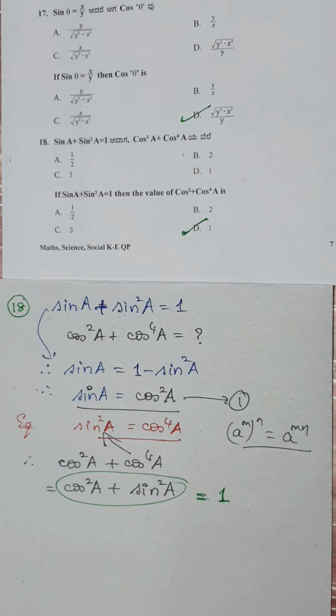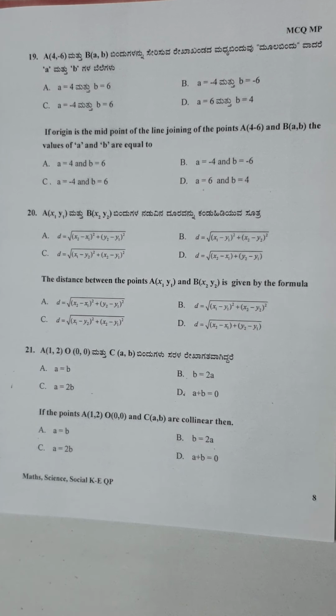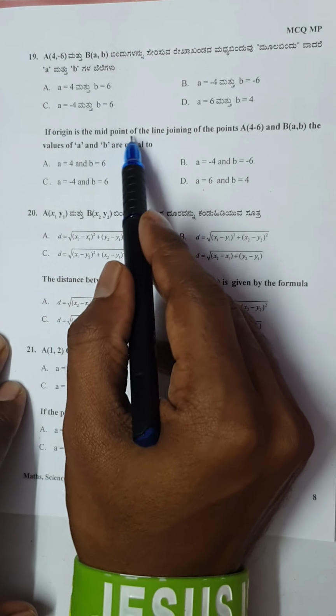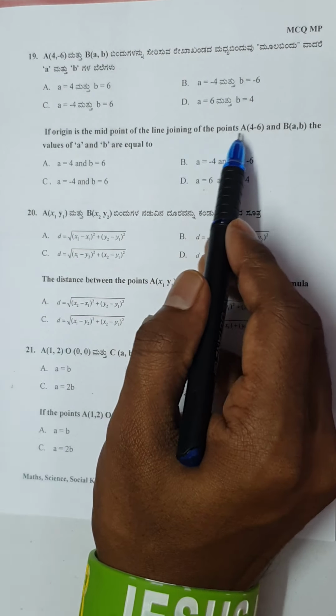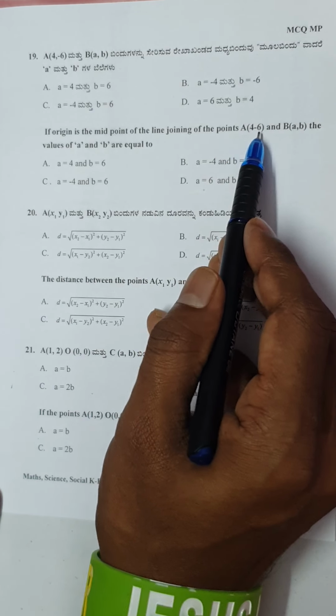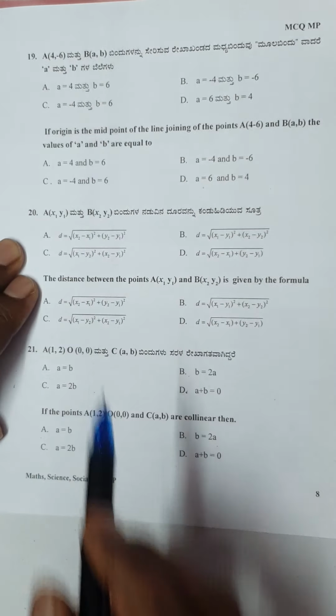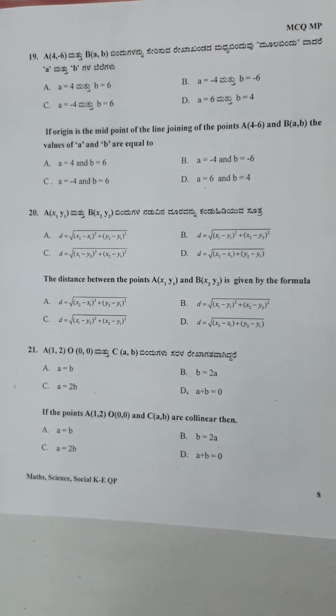Okay. Moving on to question number 19. So the next question is pertaining to coordinate geometry. If origin is the midpoint of the line joining the points A, that is (4, -6), and B, which is (a, b), the values of a and b are equal to. So this depends upon the midpoint formula.